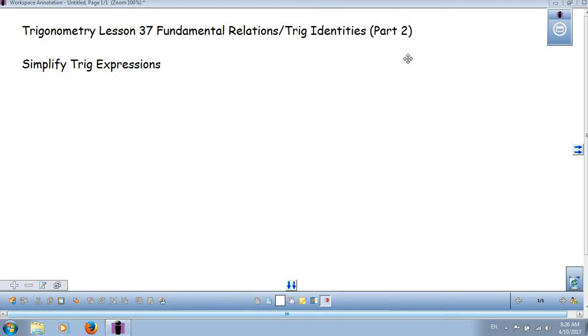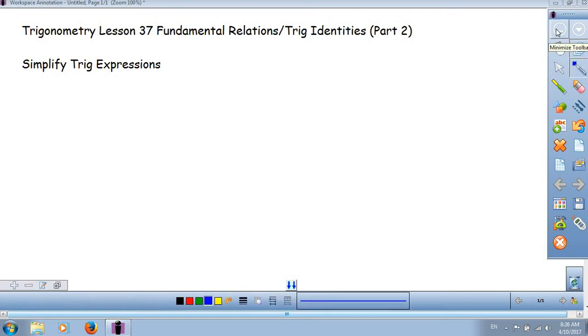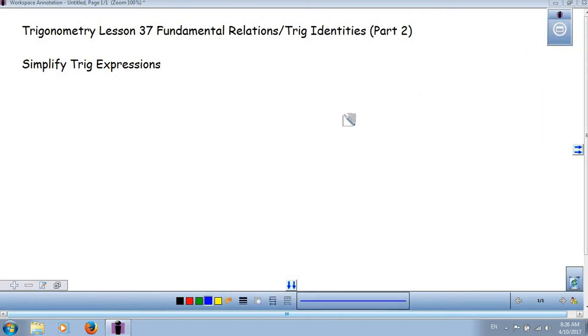Today we're talking about trigonometry lesson number 37. We started talking about the fundamental identities, fundamental relations between trig functions, last lesson. So this lesson we are going to continue talking about that. Specifically, we're going to look at some examples and some ways to simplify trig expressions using the fundamental trig identities. So let's go ahead and get started with that.